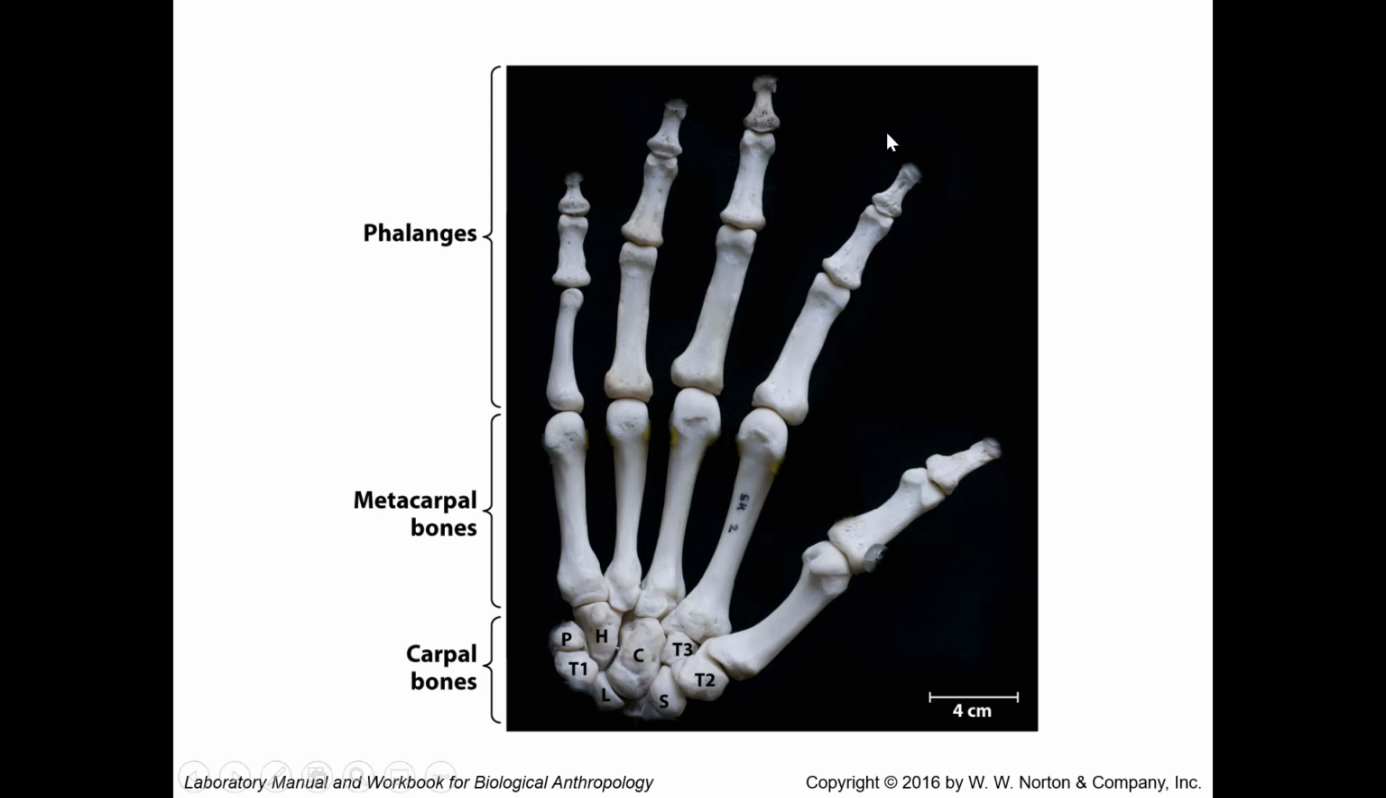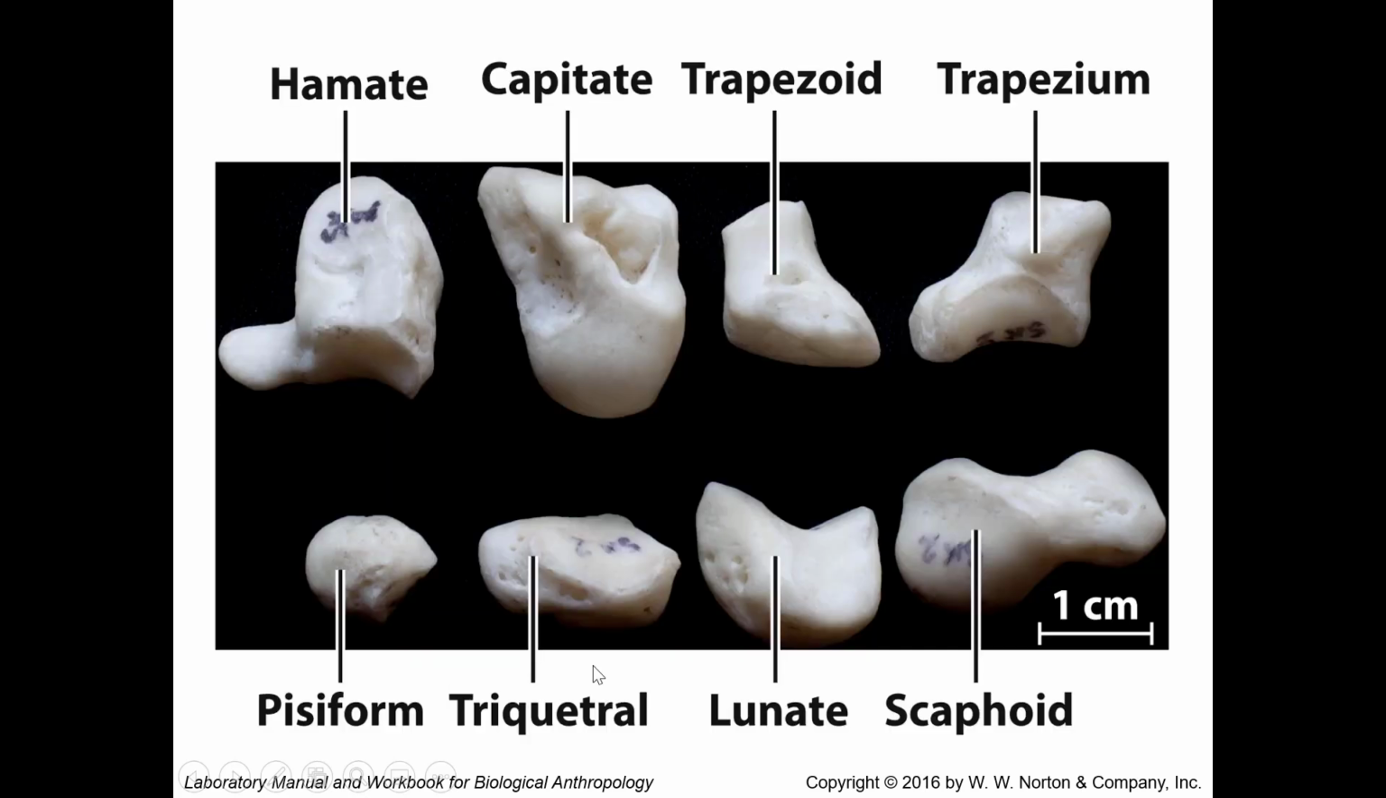So here again, we've got the bones of the hand. We have our carpals, right? And we've got our scaphoid again, our lunate, our triquetral, our pisiform, our trapezium, our trapezoid, capitate, and hamate. Those are the carpal bones. Here you can see the carpal bones disarticulated. Again: hamate, capitate, trapezoid, trapezium, scaphoid, lunate, triquetral, pisiform.